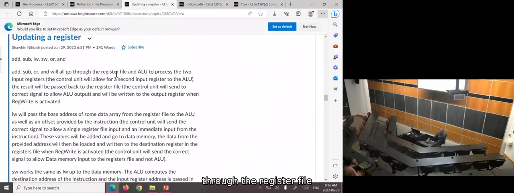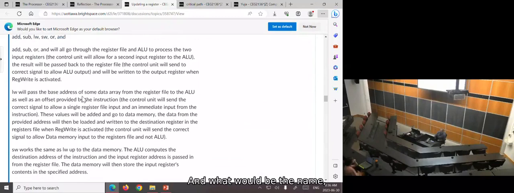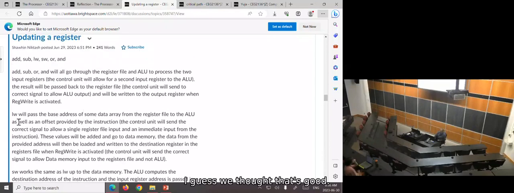Add goes through the register file and ALU to process two input registers. Very good. The result will be passed back to the register file. The control unit will send the correct signals to allow the ALU output. And what would be the name? I guess we haven't talked about it, but I guess we talked.